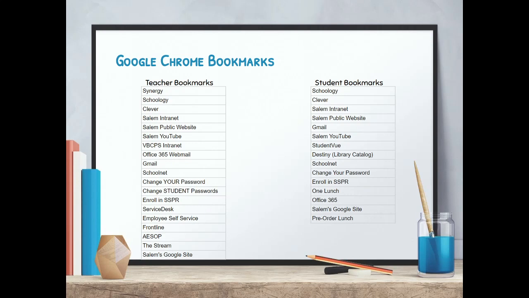The teacher one has Synergy, which is the grade book, Schoology, and Clever, which is going to change to ClassLink. Our Salem intranet site, our public website, all sorts of those things. The student list, you'll notice, is a little bit smaller.